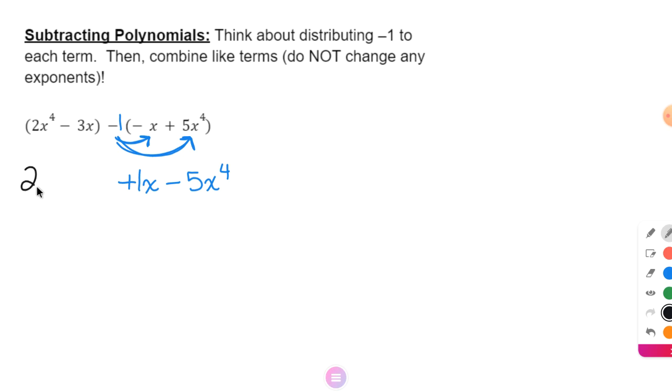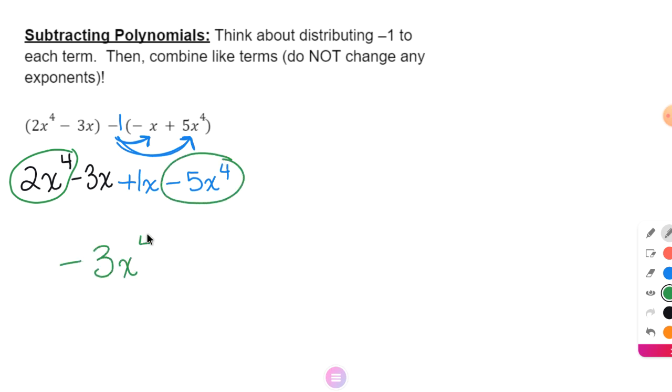And then my first binomial was 2x to the fourth minus 3x. So now I'm simply combining like terms. 2x to the fourth minus 5x to the fourth is negative 3x to the fourth. And then negative 3x plus 1x is negative 2x.